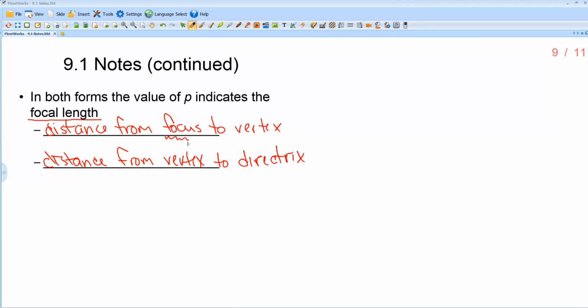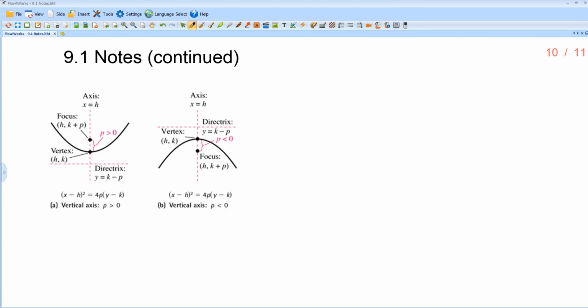So keep in mind, these are our two other vocab words that I had said are going to be important ones. That's sort of the idea of why the p-value tells us how far the vertex of our parabola is from what we call the focus, and how far it is from the line that we call a directrix. All right, and then just to give you an image of what these look like.